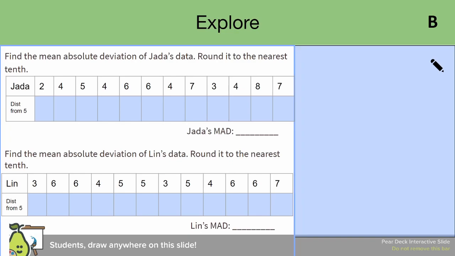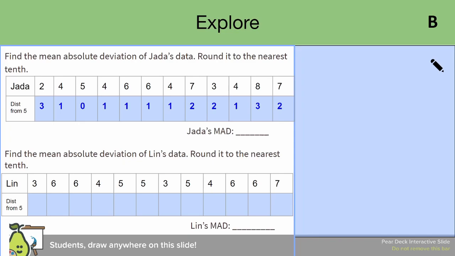All right, welcome back. If you did your subtracting correct, these are the values you should have gotten. 5 minus 2 is 3. 5 minus 4 is 1. 5 minus 5 is 0. 5 minus 4 is 1. Because 6 is greater than 5, we're going to start with 6. 6 minus 5 is 1. Again, 6 minus 5 is 1.